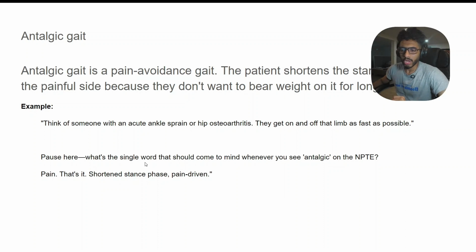I want you to think here for some time. What's a single word that should come to your mind whenever you see Antalgic in the NPTE? That is pain. So Antalgic is pain. This is what you need to fix in your mind, right? So shortened stance phase is pain driven. Because of the pain, you will spend very little time on the right foot. So there is a shortened stance phase that is pain driven.